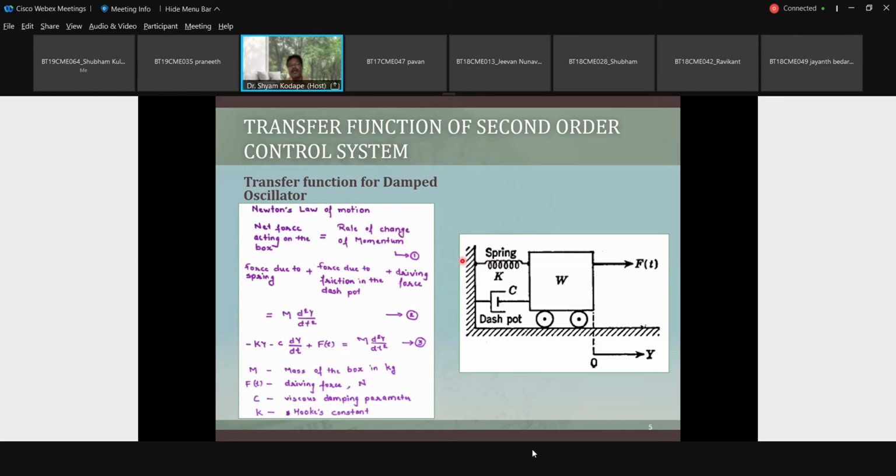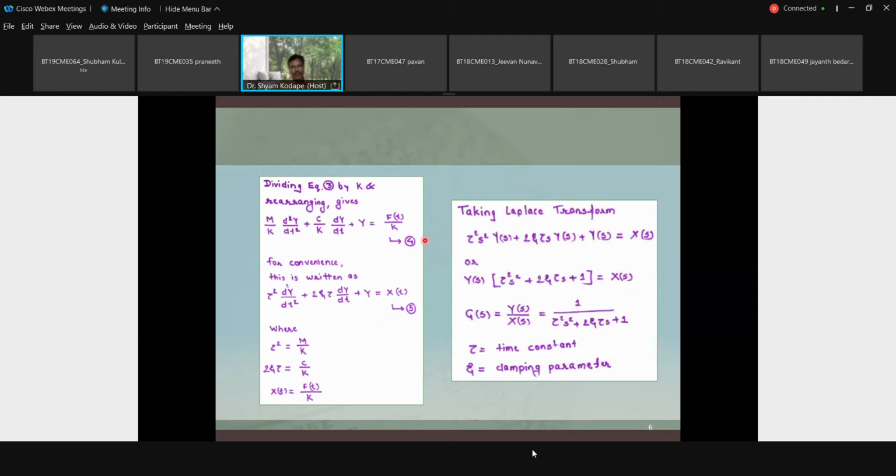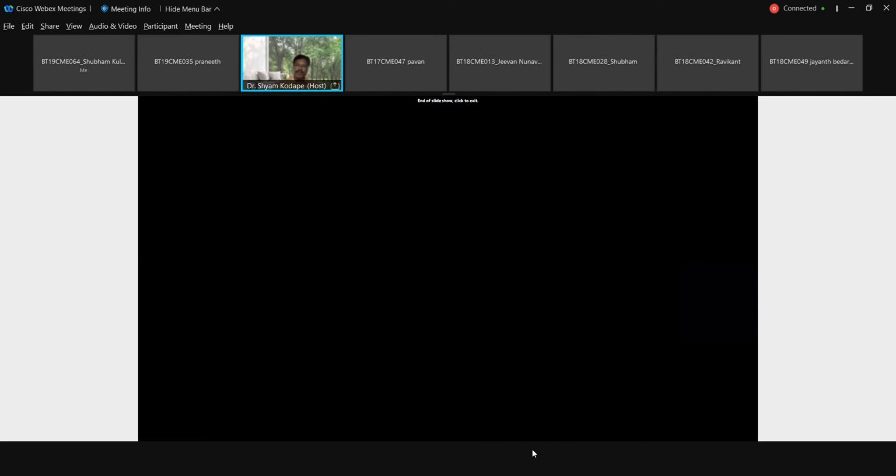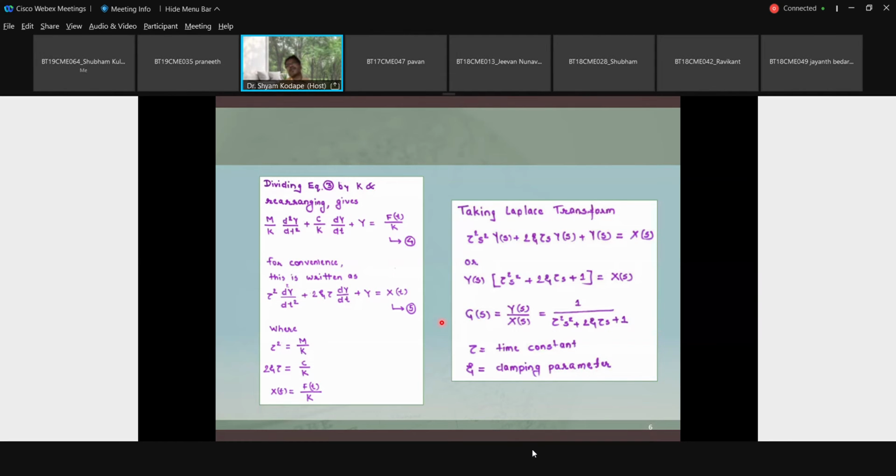Already we have identified that the multi-capacity system behaves like a second order system, because in the denominator there are two separate brackets. We have already discussed that. Now this is the derivation of the previous one, the damped oscillator. Now the next step is, once you get the transfer function, we will discuss the transient response.